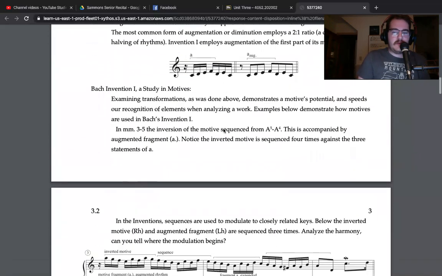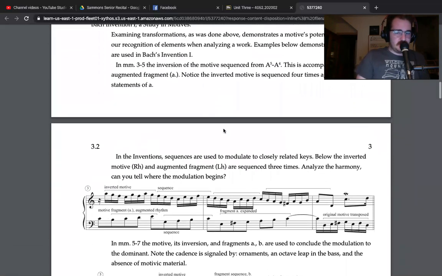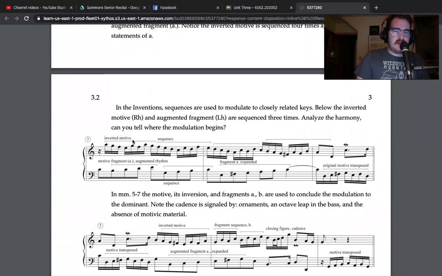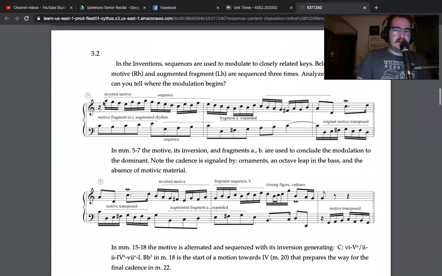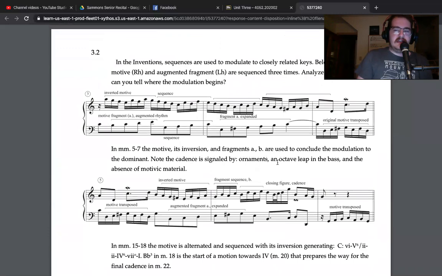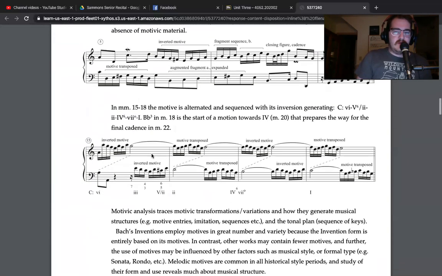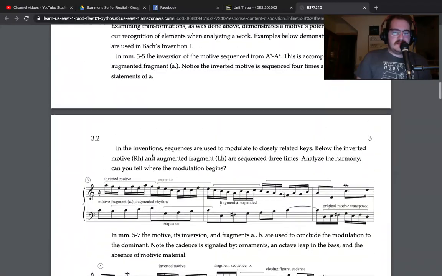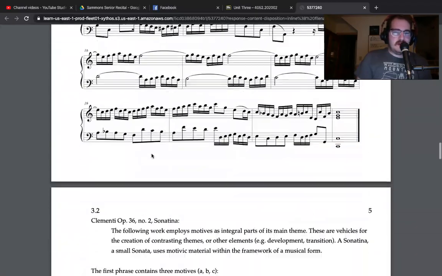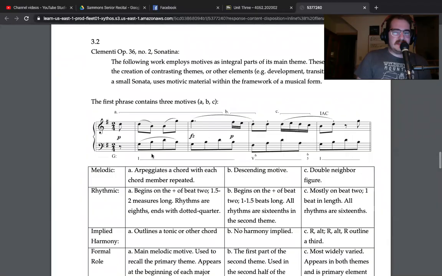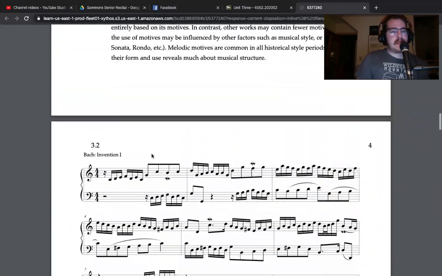Throughout the rest of this, and I urge you to read through it, Dr. Zanner goes through and talks about all the different things that you can take out of the motive, which is what Bach uses in Invention 1. And later he goes through a Clementi.